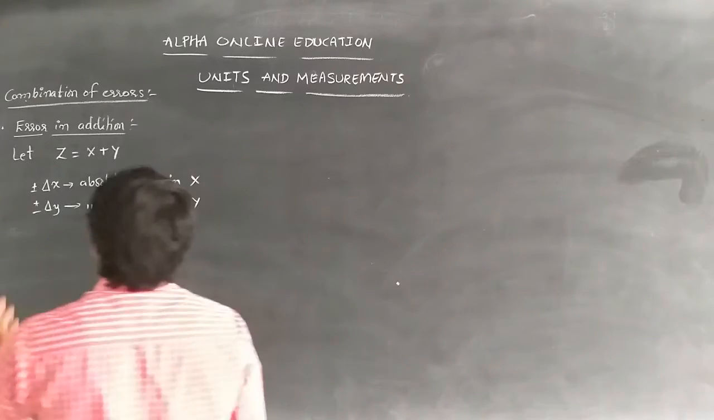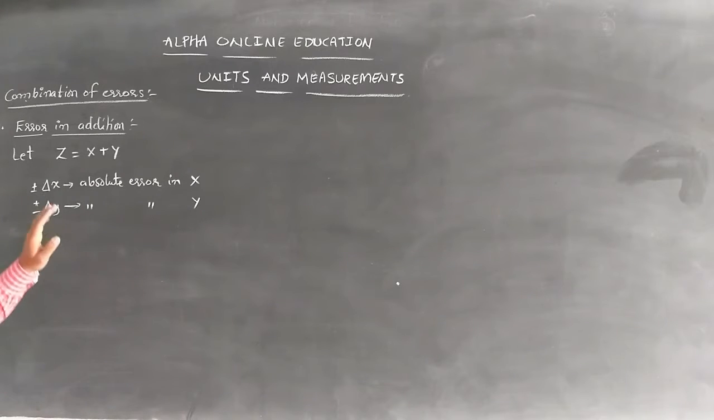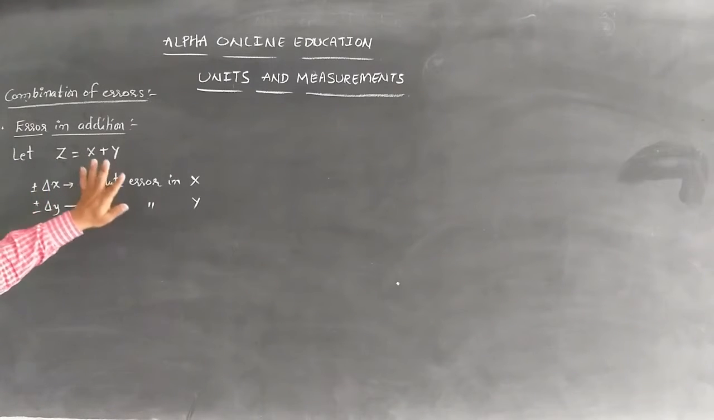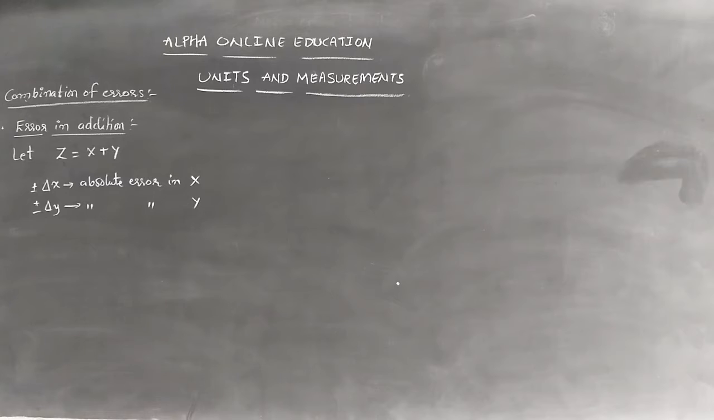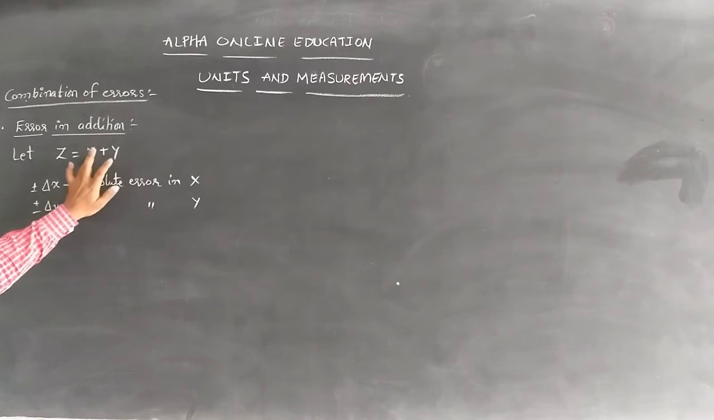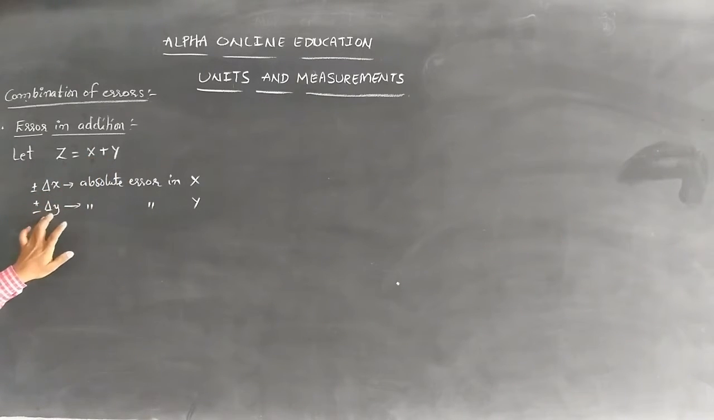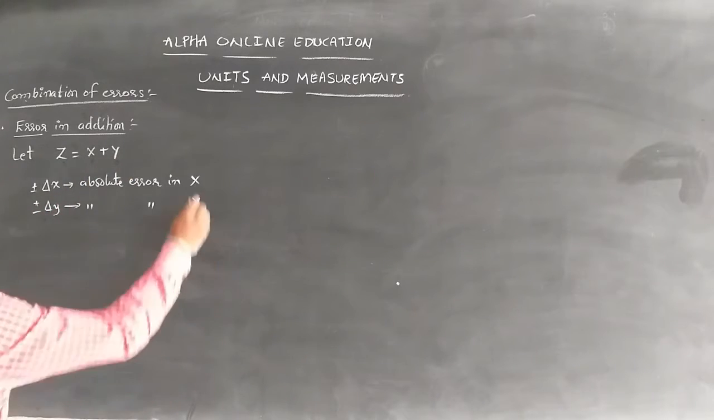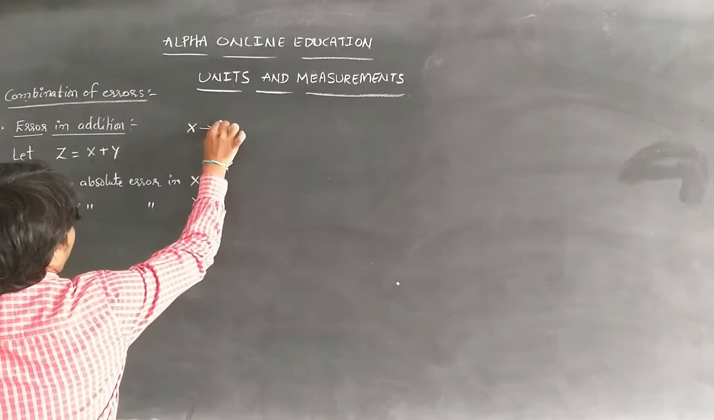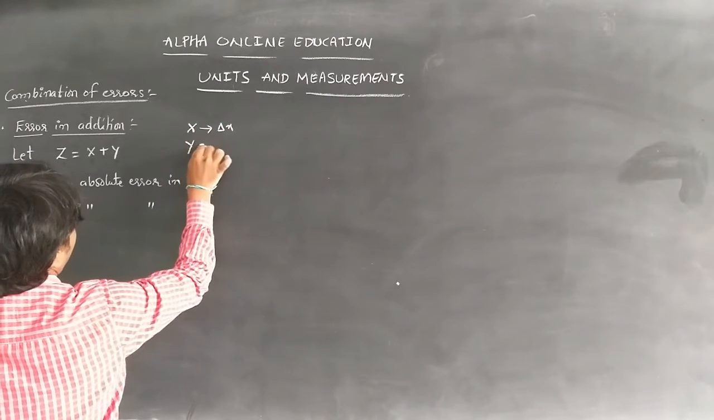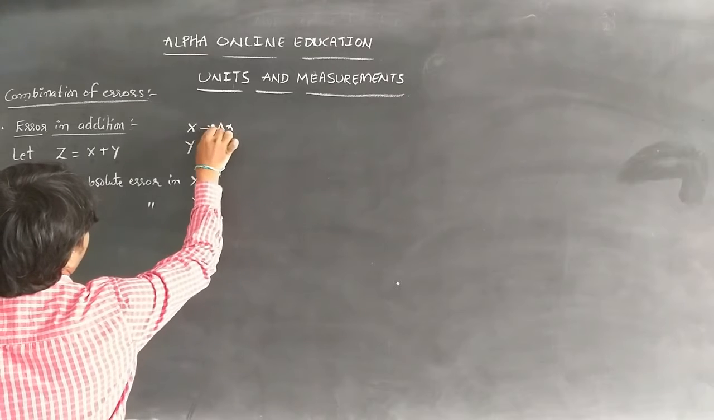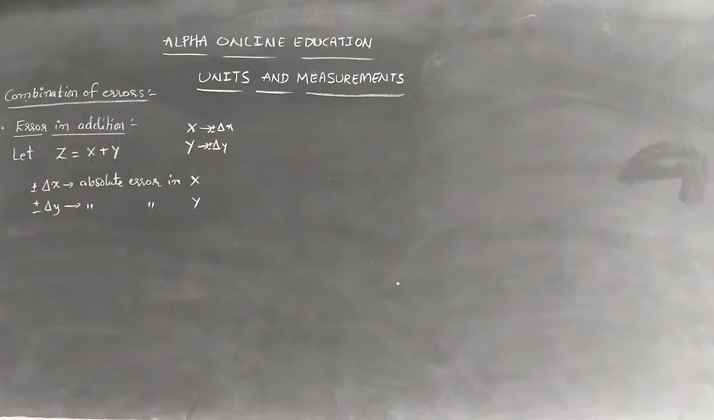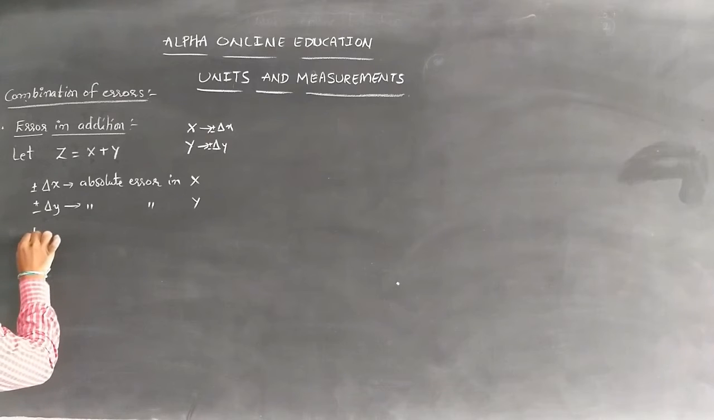So the error in addition: here we are taking the general form Z is equal to X plus Y. In this equation, plus or minus delta X will be the absolute error in X, as well as plus or minus delta Y, the absolute error in Y. So the error in X is delta X and the error in Y is delta Y, we are taking plus or minus.